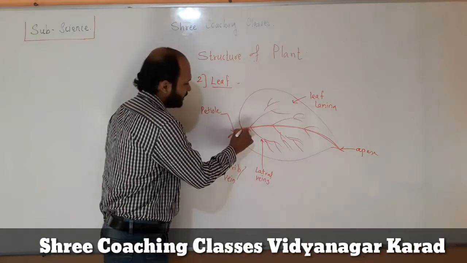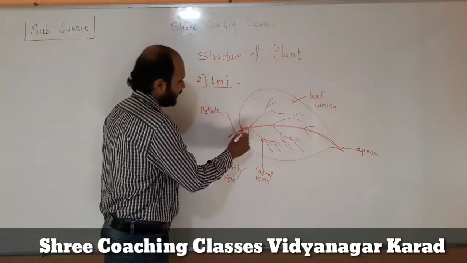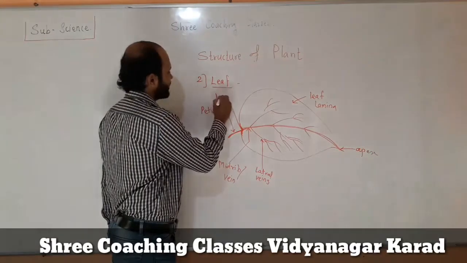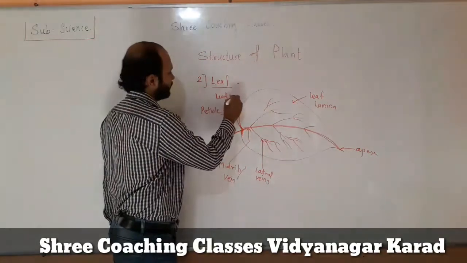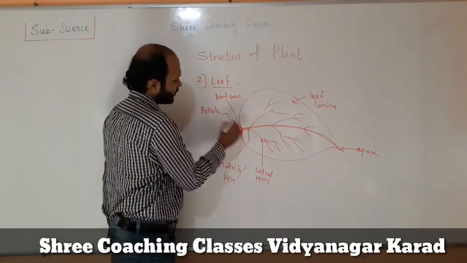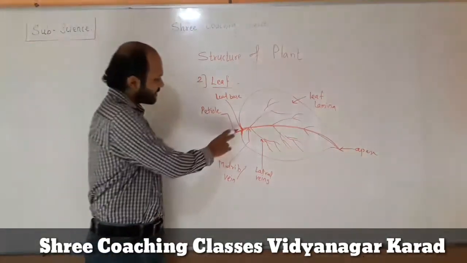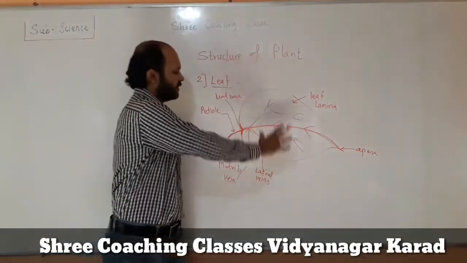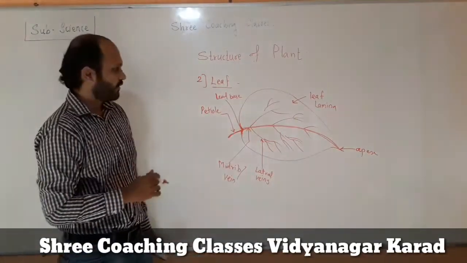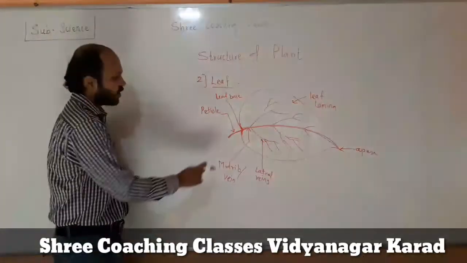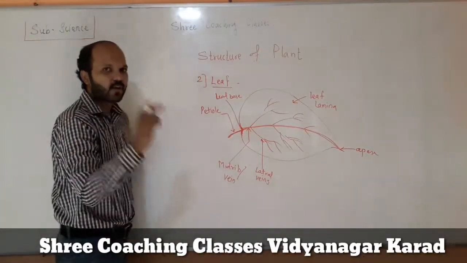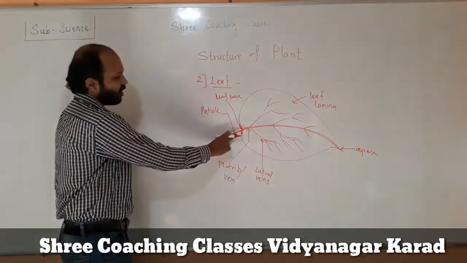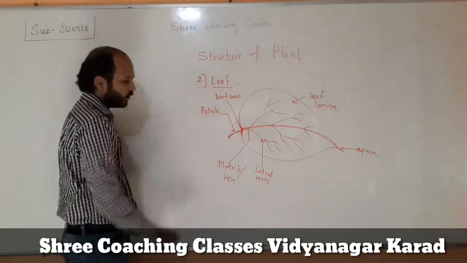And this portion is known as the leaf base. So this is the structure of a leaf. I will repeat once again. The stalk of the leaf is known as the petiole.